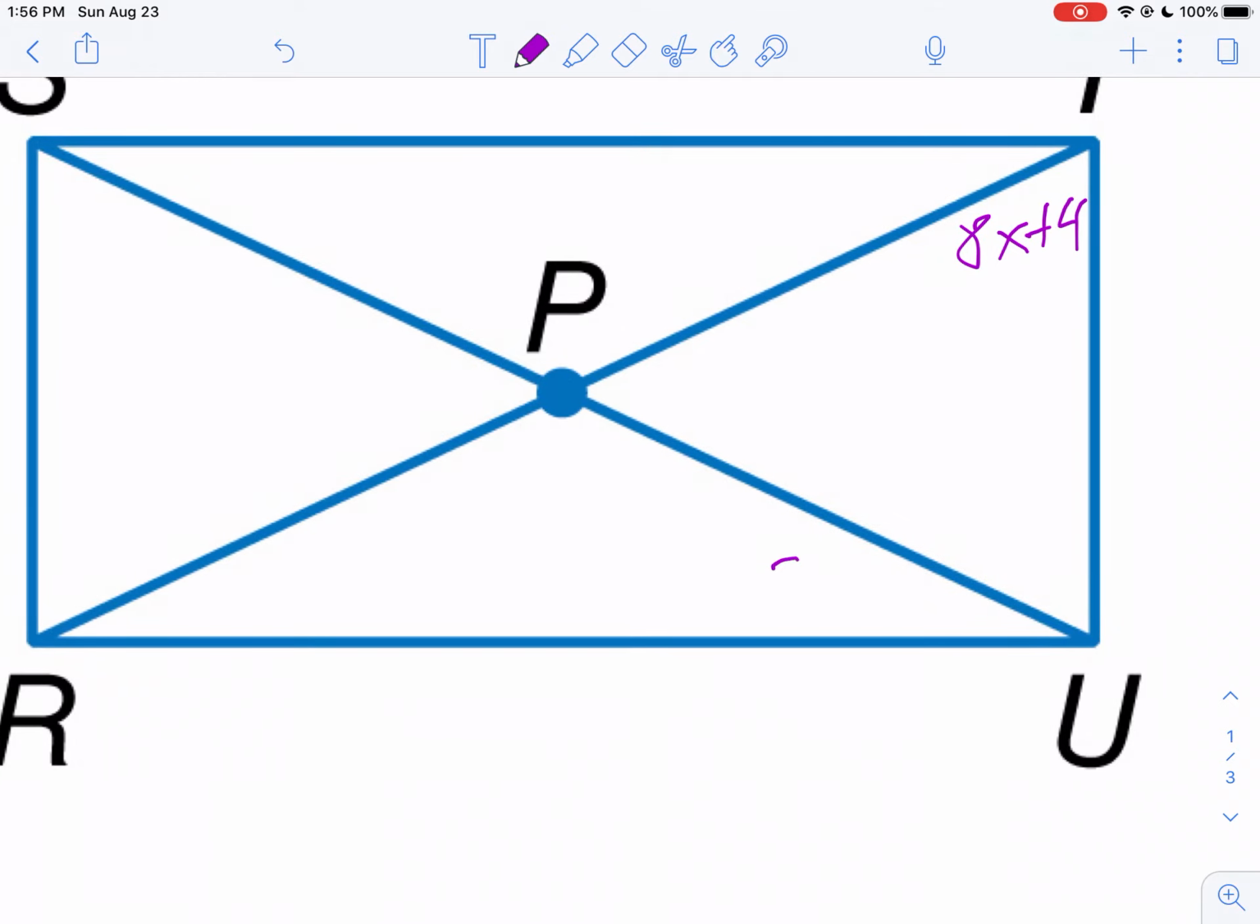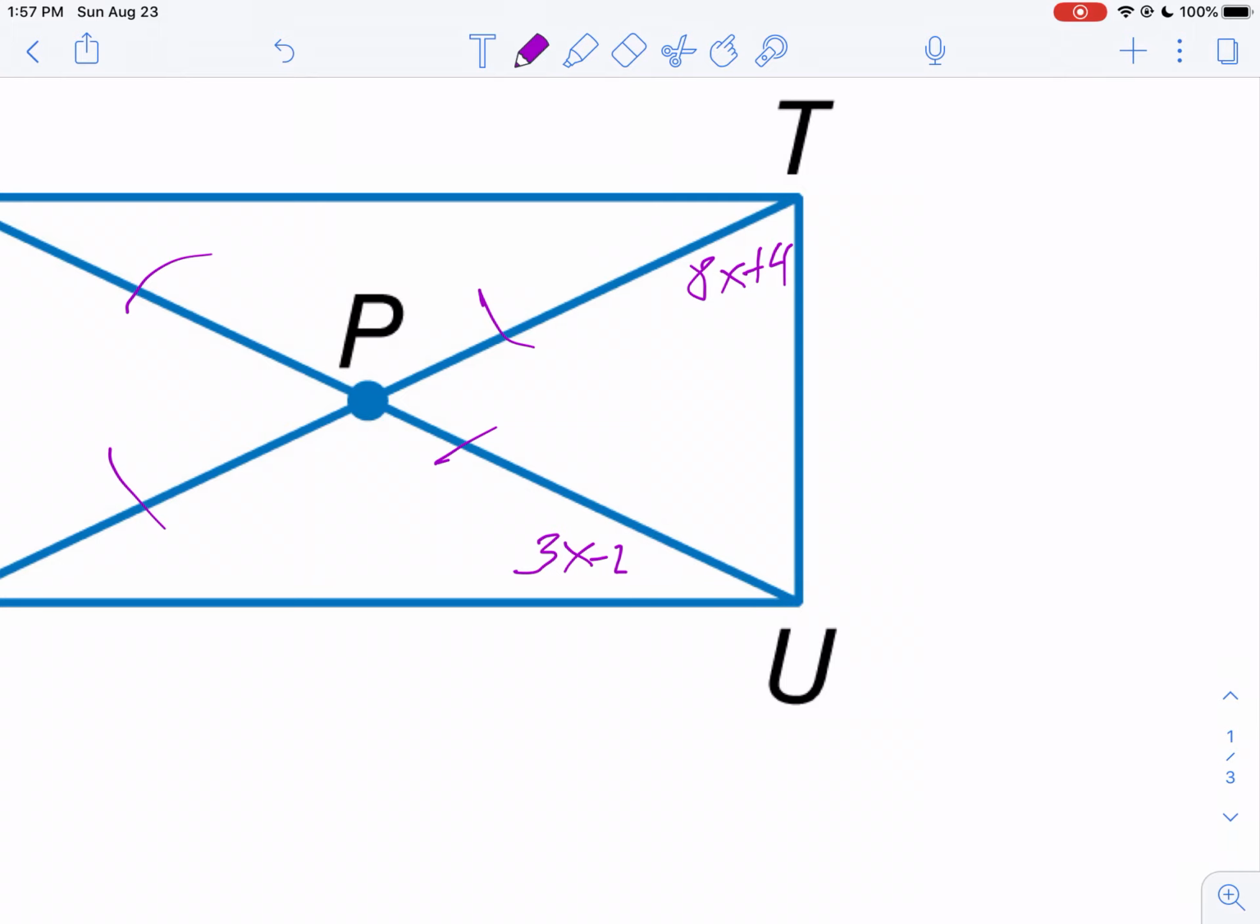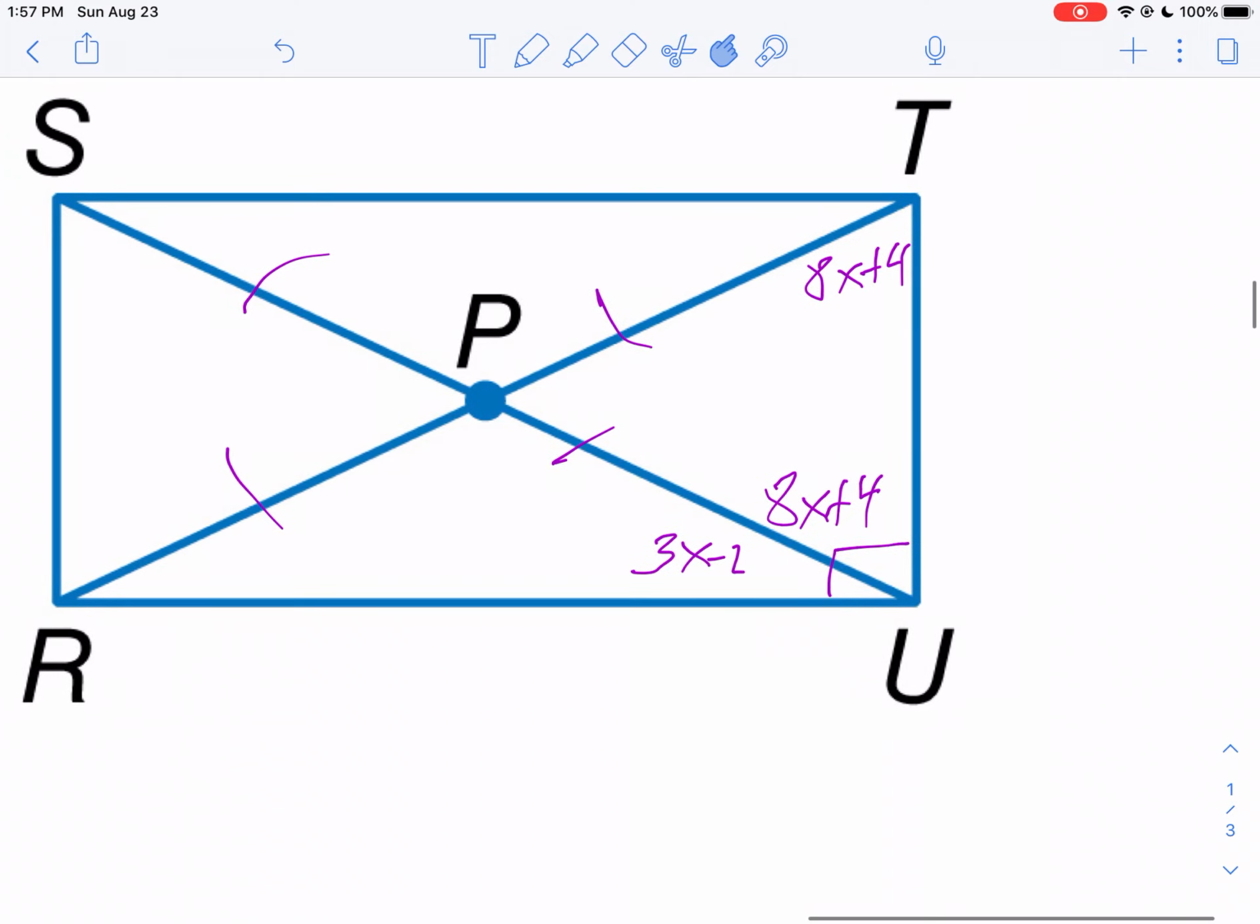Well, that seems kind of weird. It doesn't look like they're related that much. However, remember, the diagonals of a rectangle are congruent. And in a parallelogram, we know the diagonals bisect each other. So what happens is you have isosceles triangles. And we know the base angles of an isosceles triangle are congruent. So that makes angle PUT 8x plus 4. And since it's a rectangle, we know we have a 90-degree angle for angle TUR.